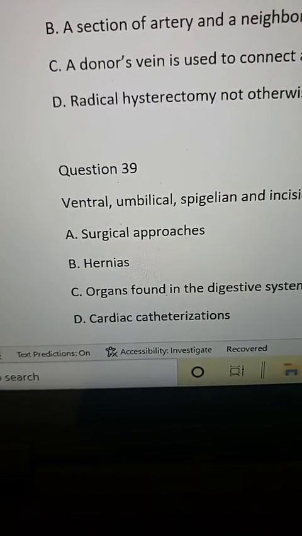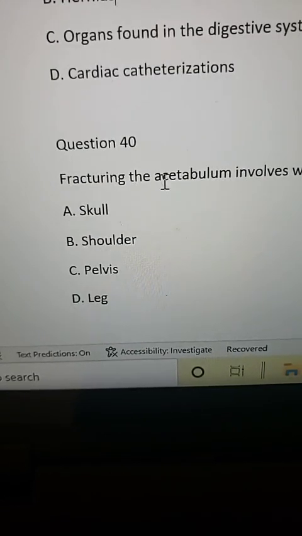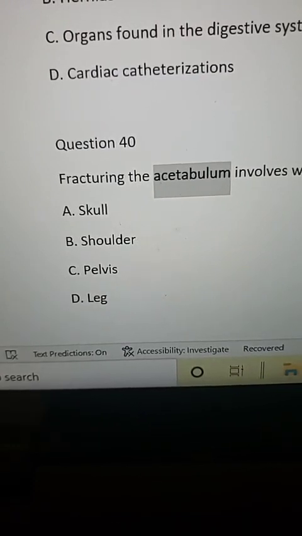Pretty easy one here. Anytime you see any of the words listed here, you know you're working on the hernias. Pretty easy one there. A fracture of the ACE. I added this to our anatomy in the musculoskeletal section because of this test question.